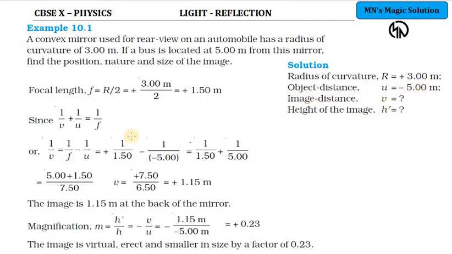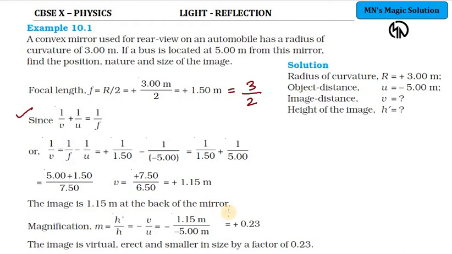So here it is, the focal length is 3 by 2, and again the formula, from the formula when you substitute, you get the answer for v to be 1.15 meters. So the solving part, you have to take the LCM and solve it properly. In your textbook they have solved it using the decimals, but it's always good to use fractions. So when you use 3 by 2, it becomes quite easier for you rather than going on with 1.5. So the image is 1.15 meter at the back of the mirror.